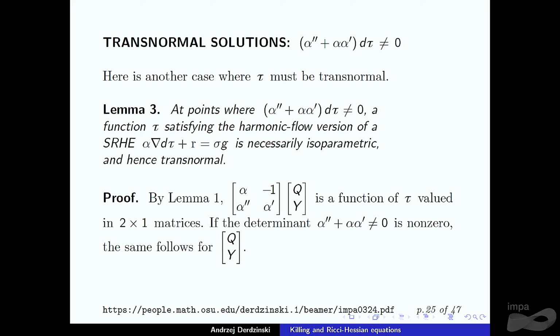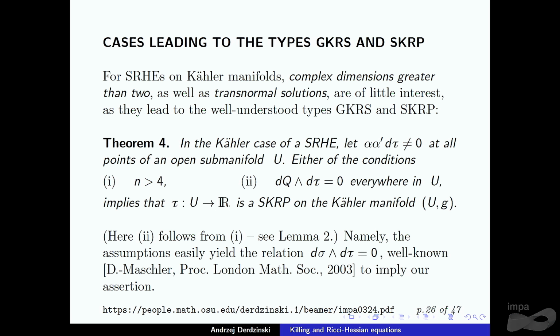So transnormality occurs again when you have that equation and when n is different from 4, and we don't want transnormality. Here is why we don't want it. Because in the Kähler case of such an equation, let's consider an open subset in which alpha and alpha prime are different from 0. In other words, I'm excluding the Kähler-Ricci-Soliton case, and then each of those conditions, the dimension being greater than 4, real dimension, or transnormality, on this open set, they both imply that we're dealing with a special Kähler-Ricci potential. And these things are completely understood. These are the things we want to exclude.